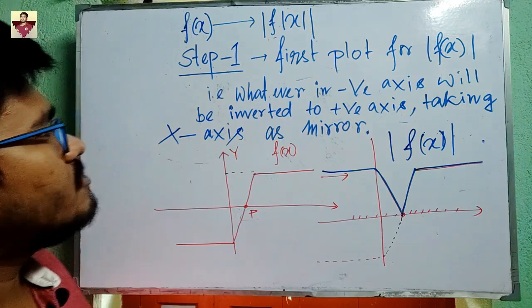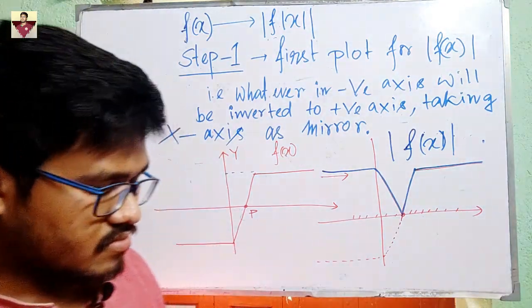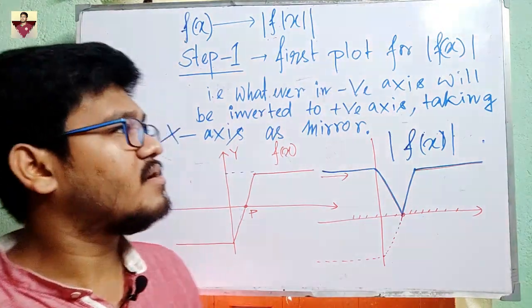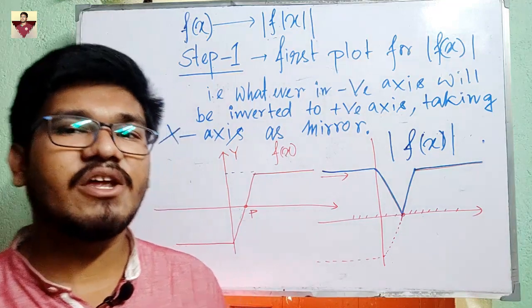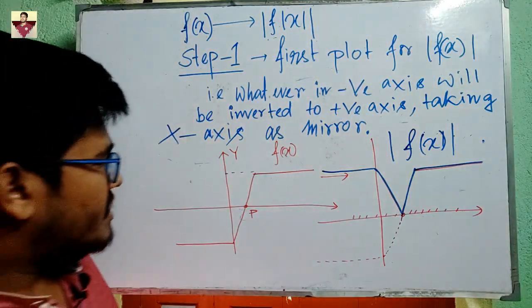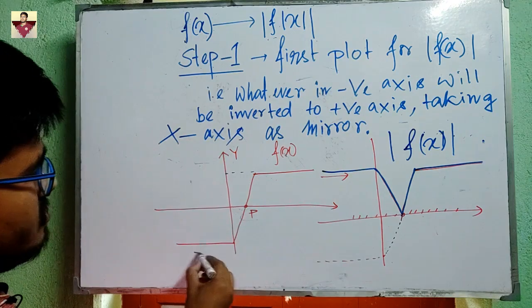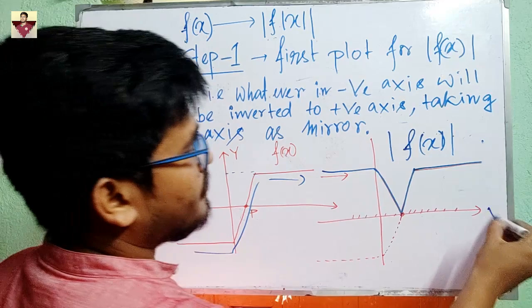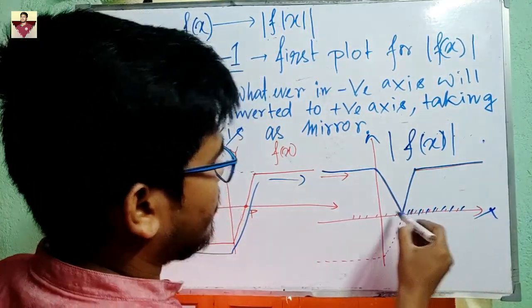All you need to do is, whatever is on the negative side of the y-axis will be converted to the positive side of the y-axis, taking the x-axis as the plane of mirror. How? Let's say you have a function which is varying like this, then all you need to do is take a mirror about the x-axis.